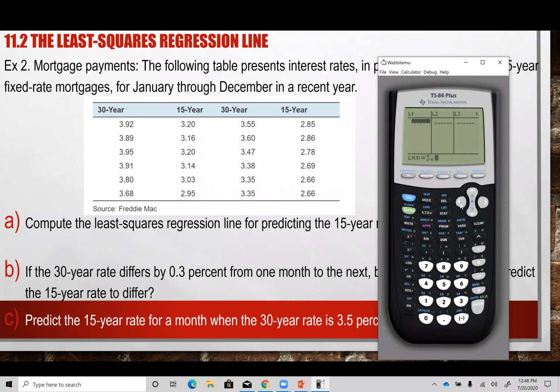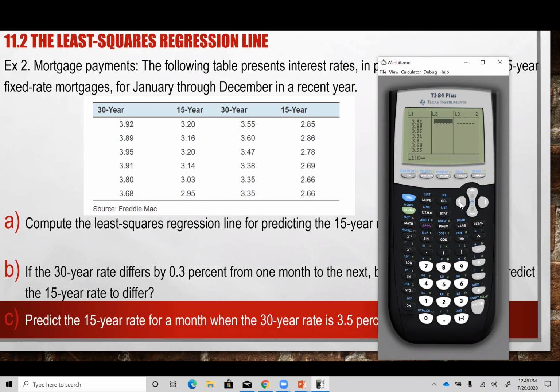So again, let's put in this data, bear with me here. In L1 I have 3.92, 3.89, 3.95, 3.91, 3.8, 3.68, 3.55, 3.6, 3.47, 3.38, 3.35, and 3.35. So I have 12 data, which are my 12 data for the 30 years market interest for the mortgage.